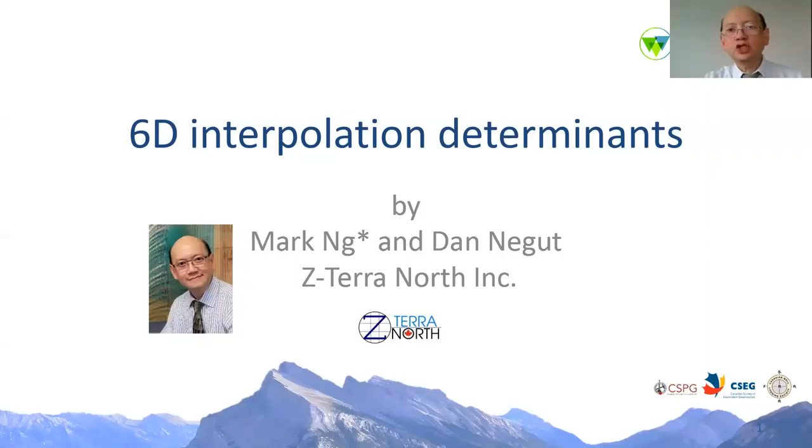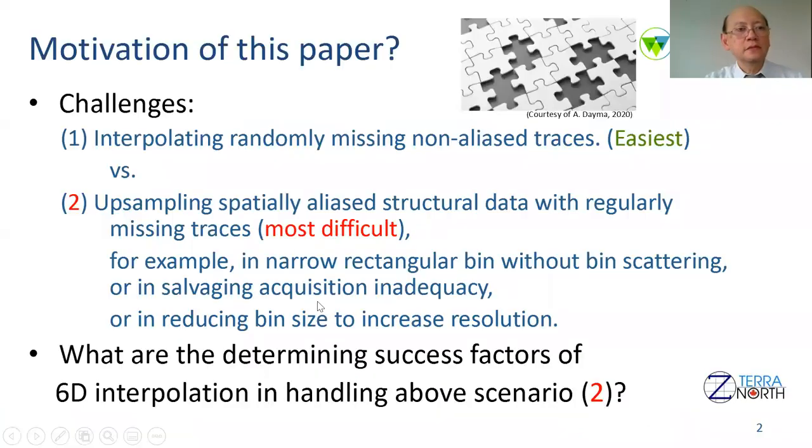6D interpolation determinants. Motivation of this paper: challenges. 1. Interpolating randomly missing non-aliased traces. This is the easiest scenario.